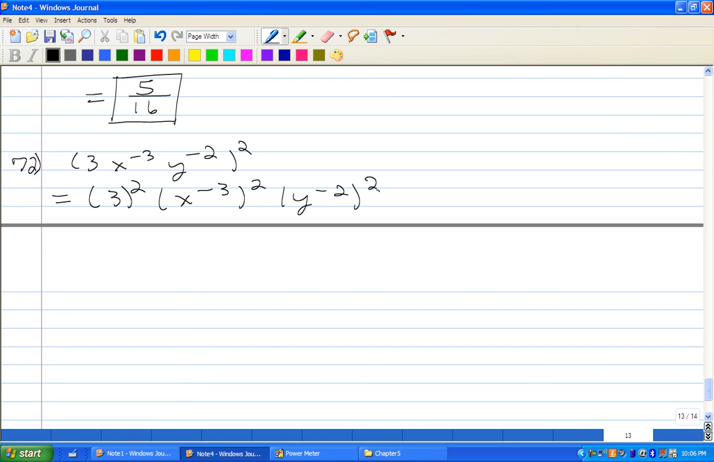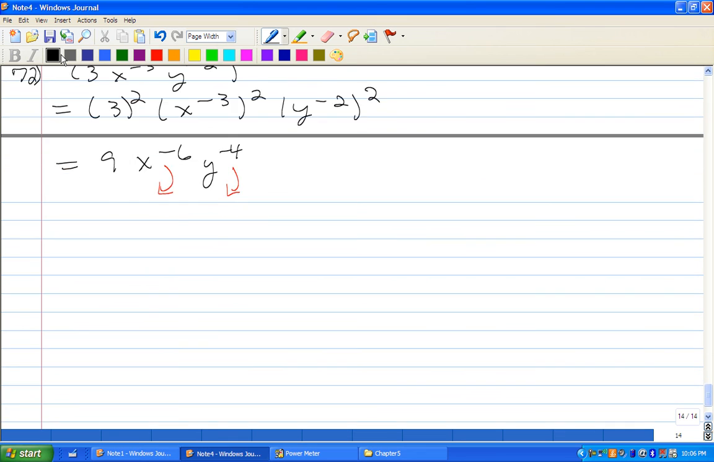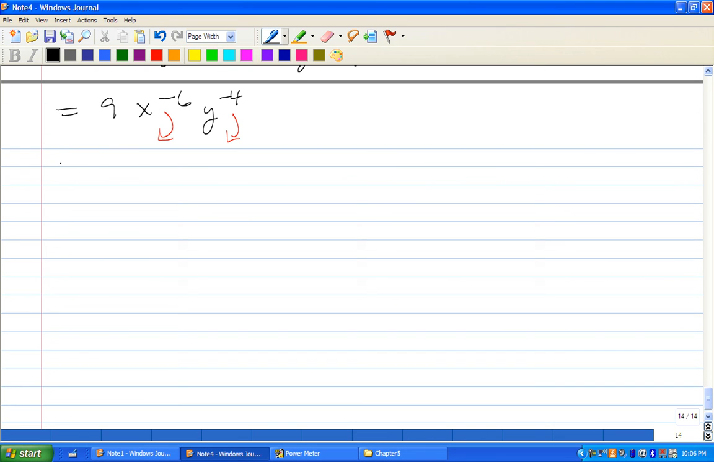And so 3 squared is 9. X to the negative 3 to the power 2. Well, by laws of exponents, you multiply exponents. Negative 3 times 2 is negative 6. Again, y to the negative 2 squared. Again, you multiply exponents. Negative 2 times 2 is negative 4. Well, we have negative exponents, so bring each of these to the denominator. And so this is just equal to 9 over x to the 6, y to the 4. And that is your answer.